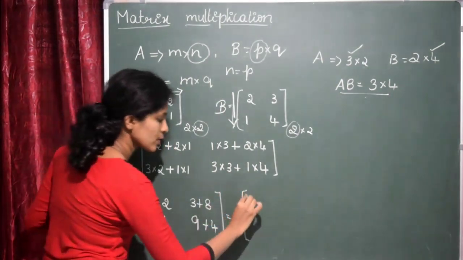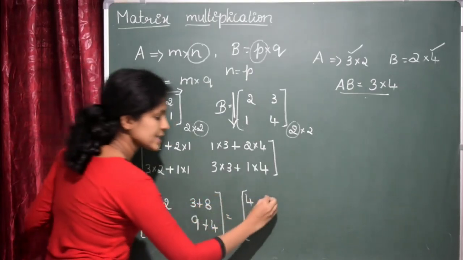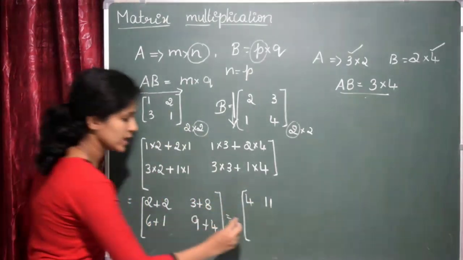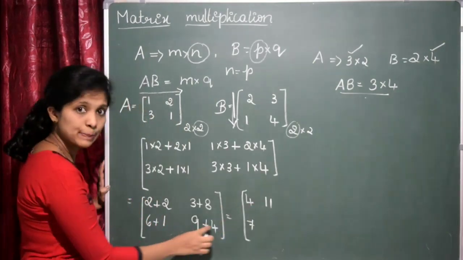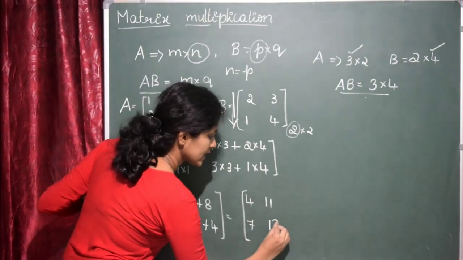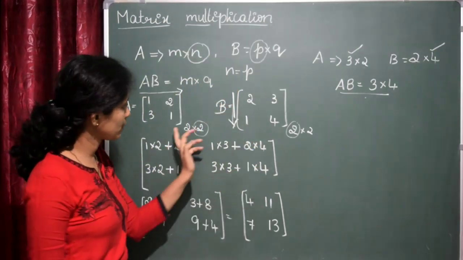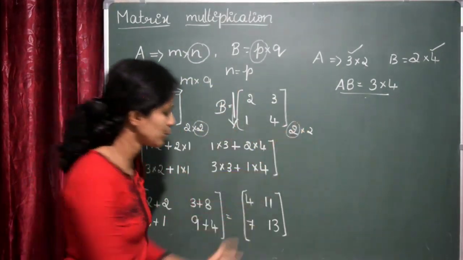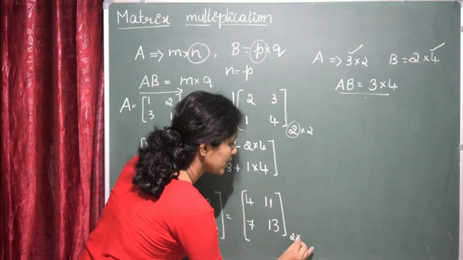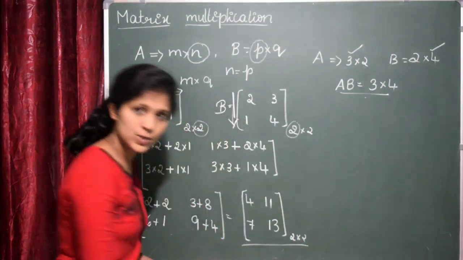2 plus 2 is 4. 3 plus 8 is 11. 6 plus 1 is 7. 9 plus 4 is 30. So this is the multiplication of A and B, and I told you that it should be of order 2 by 2. So this is the matrix of order 2 by 2. I hope you understood this one.